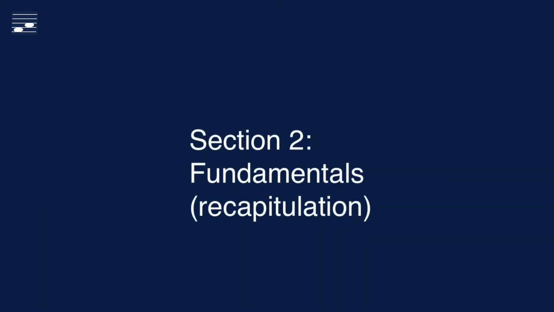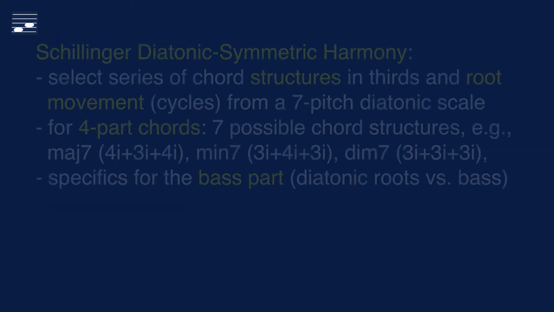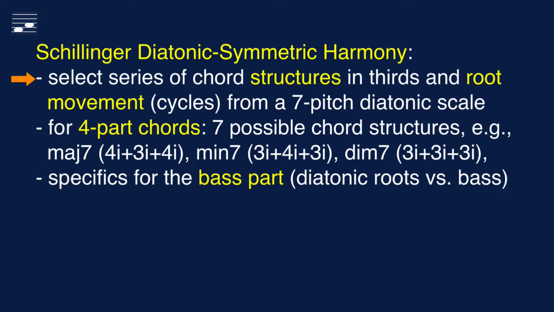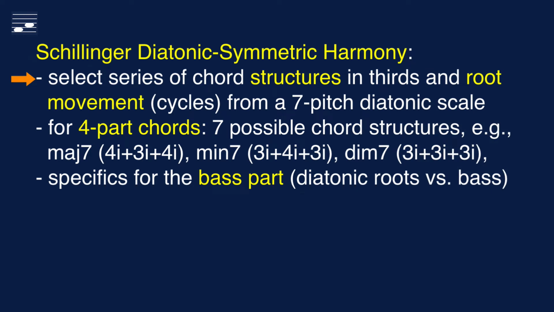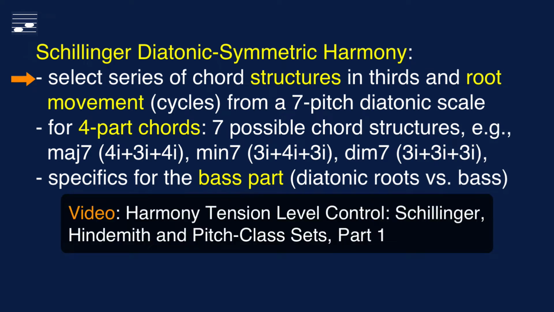Here's a brief summary of the subject so far. In strict diatonic symmetric harmony, we combine root movements within a diatonic scale with an independent series of chord structures in thirds also derived from the same scale. Revisit part 1, where an overview of progressions in the Schillinger Diatonic-Symmetric Harmony system was presented. There are only 7 chord types in thirds, comprising all possible combinations of the 4 semitones, the major, and 3 semitones, the minor third interval.